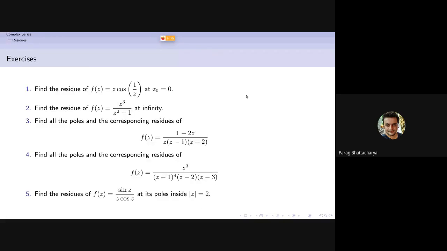Let's take this case. We need to find the residue of f of z equal to z cos 1 by z, at z naught equal to 0. So this is what we need to find: the residue at z naught equal to 0 of this function. Let me just share my phone screen again.